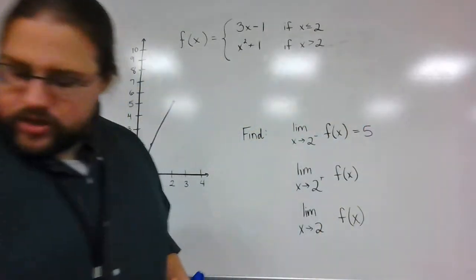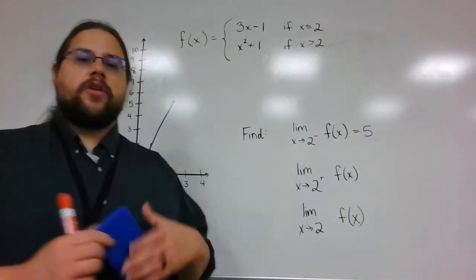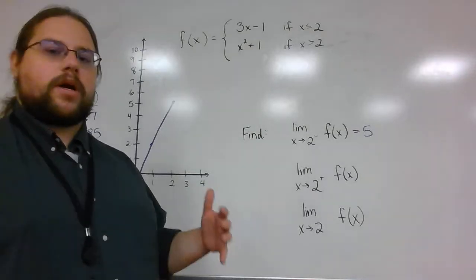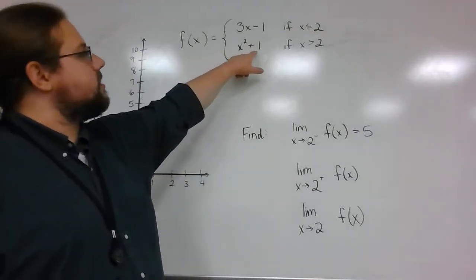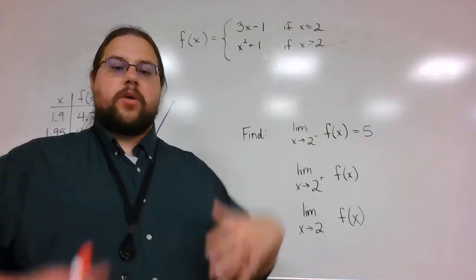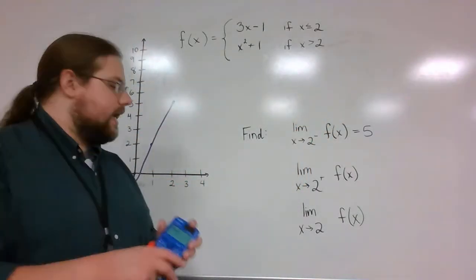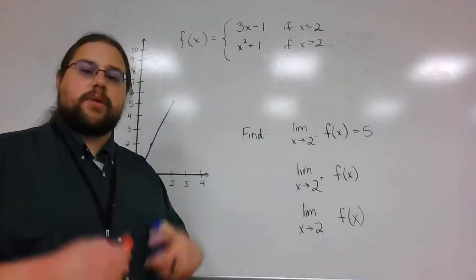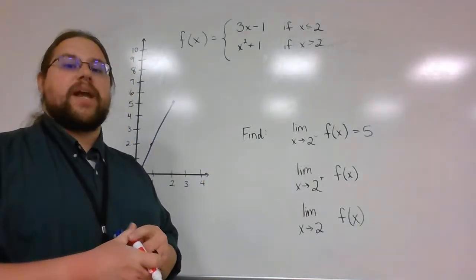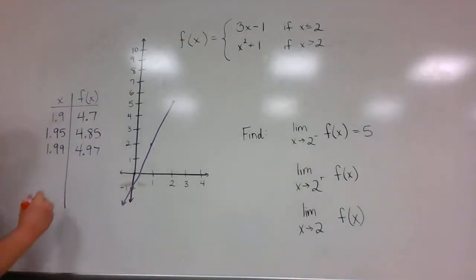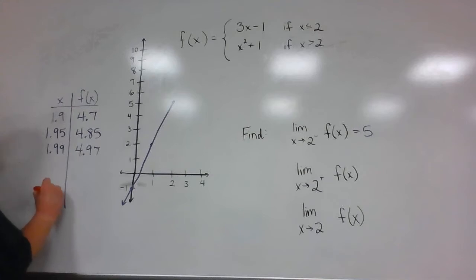Okay? Now I'm going to focus on the right side. The right side says that we're going to do x squared plus 1 when x is greater than 2. So I'll start off doing that one numerically, and then I'll come back to the graph. Again, we want to do this from the right side. So now I'm going to start plugging in some numbers that are bigger than 2. So I'm going to come over here to my table. I'm going to match it up with what's over there. So I'm going to do 2.1, 2.05, and I'll do 2.01, and we're going to see what happens.